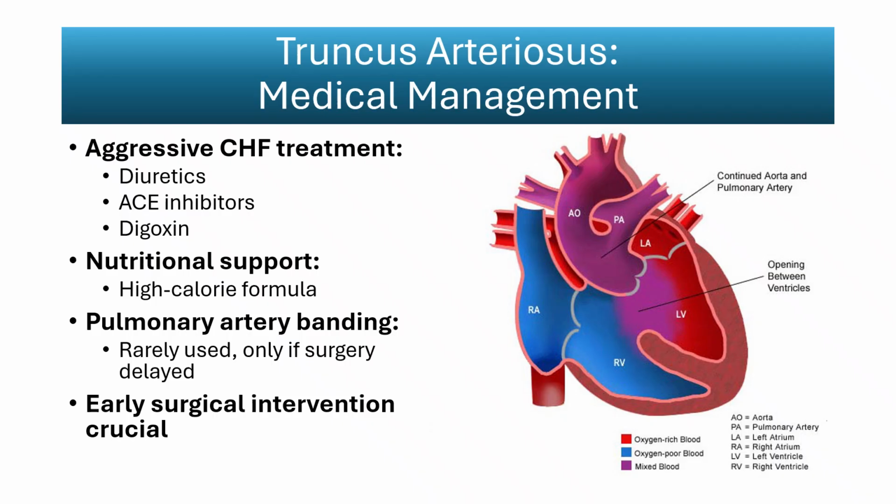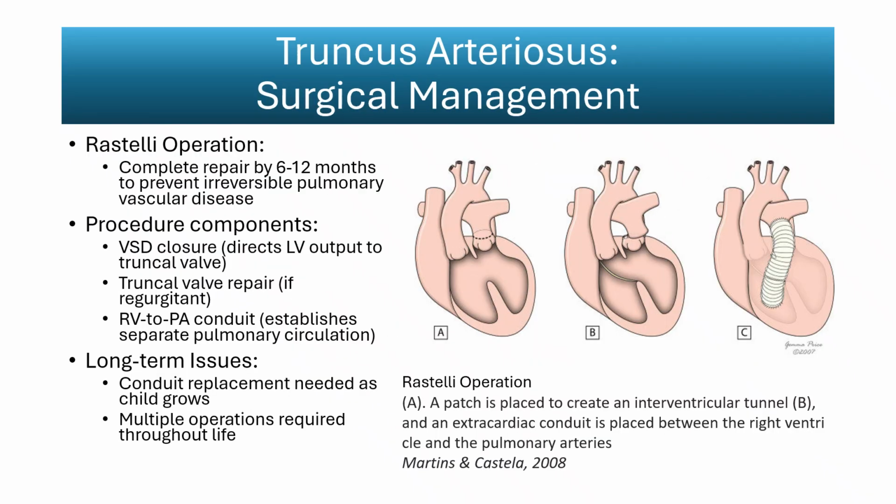The key principle is that medical management is supportive and temporary. Without timely surgery, the physiology progresses to irreversible pulmonary vascular disease and declining ventricular performance. Definitive treatment for Truncus arteriosus is early surgical repair, most commonly with the Rastelli operation. Timing is critical, ideally between 6 and 12 months, to prevent irreversible pulmonary vascular disease from sustained overcirculation.